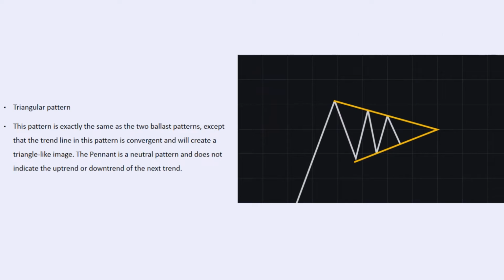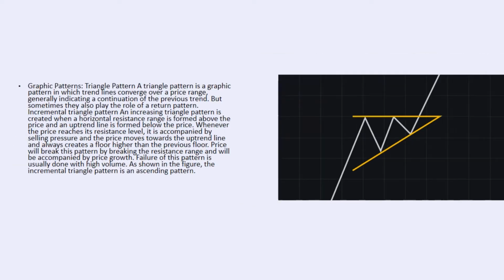Pennant pattern. This pattern is exactly the same as the two flag patterns, except that the trend line in this pattern is convergent and will create a triangle-like image. The pennant is a neutral pattern and does not indicate the uptrend or downtrend of the next trend.